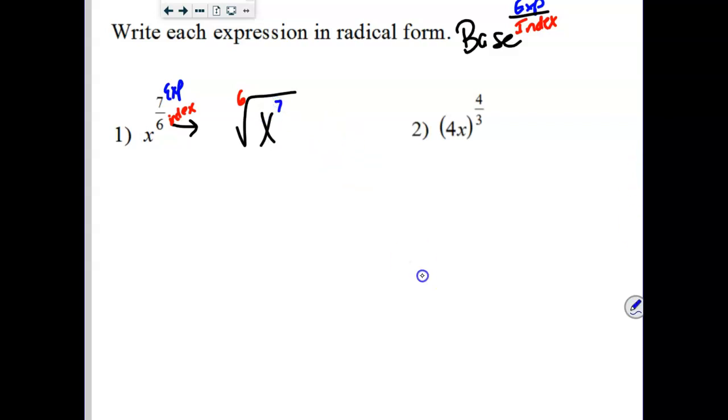Unfortunately, this is not simplified because you can divide 7 by 6, right? How many times does 6 go into 7? Once, with a remainder of 1. Very good, 5th grade. Coming on strong.